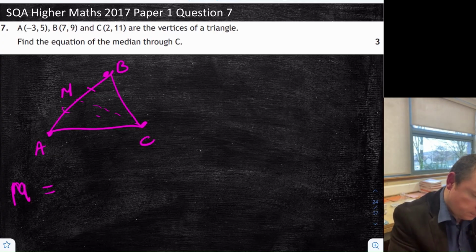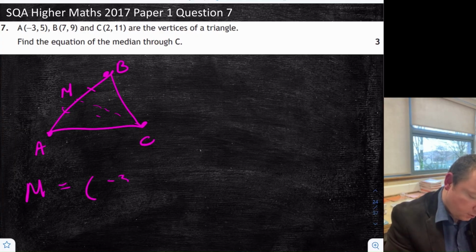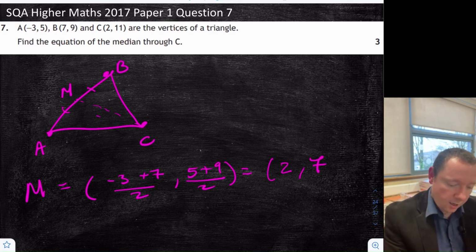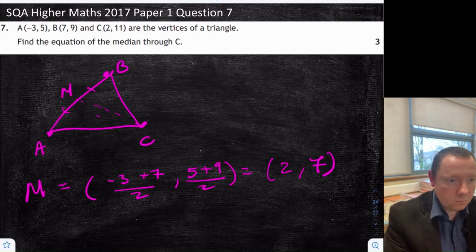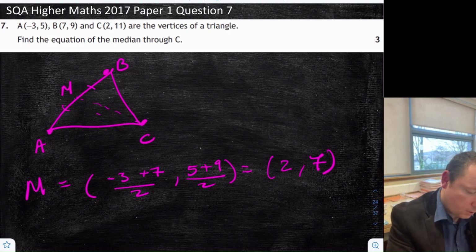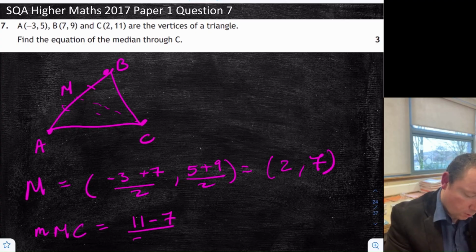M equals the midpoint of A and B, so we've got minus 3 plus 7 over 2 and 5 plus 9 over 2. 7 minus 3 is 4, divided by 2 is 2. 5 plus 9 is 14, divided by 2 is 7. So we get our midpoint of 2, 7. Now, our gradient of M to C, well, C, we've got 11 minus 7 on top, over 2 minus 2 on the bottom. 11 minus 7 is 4 over 0.